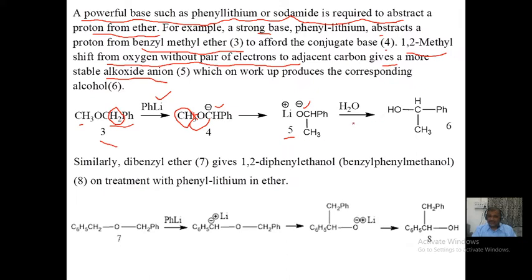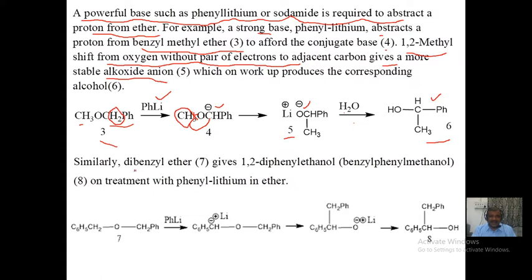Now in the presence of water, friend, there is proton abstraction. Therefore, this O minus traps a proton and becomes OH. This is structure number 6. It is your alcohol. So benzyl methyl ether gets converted into an alcohol via the use of phenyl lithium, which also involves a 1,2-methyl shift from one house to another house. The methyl has migrated without its pair of electrons.